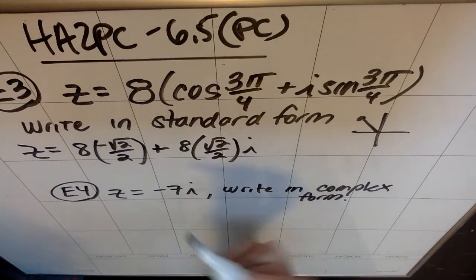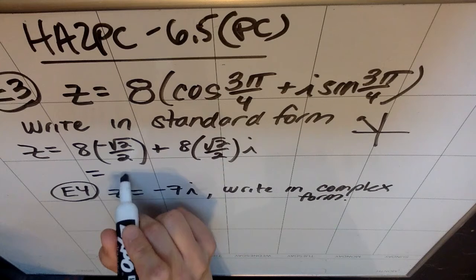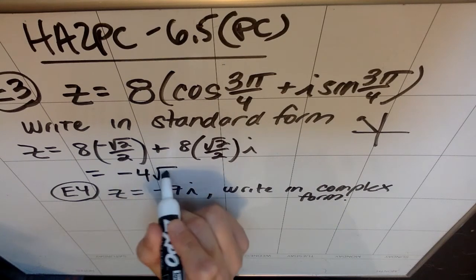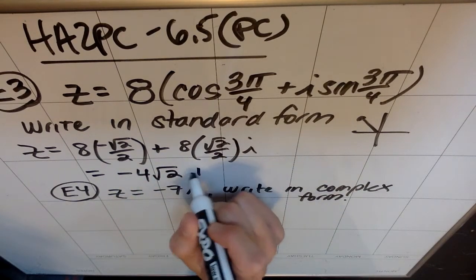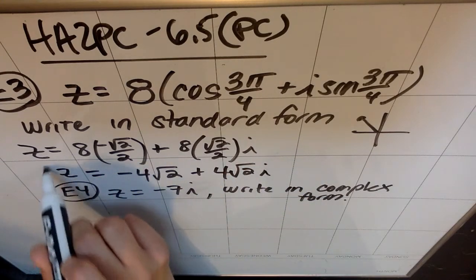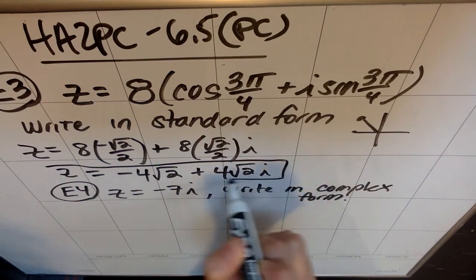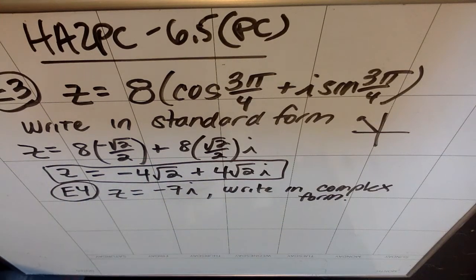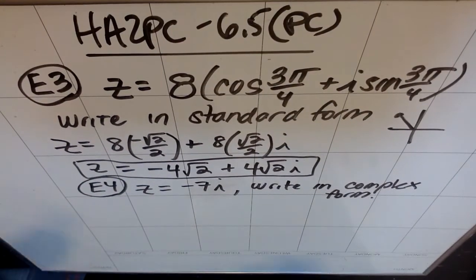So when I clean up and cancel the 2's, I end up getting that my answer is negative 4 root 2 as the real component plus 4 root 2 i as the imaginary component. And that's the answer, right? So it's really just about your unit circle knowledge, and that's the deal. Now, in example 4, I'm asked to take z equals negative 7i and write it in trigonometric form.